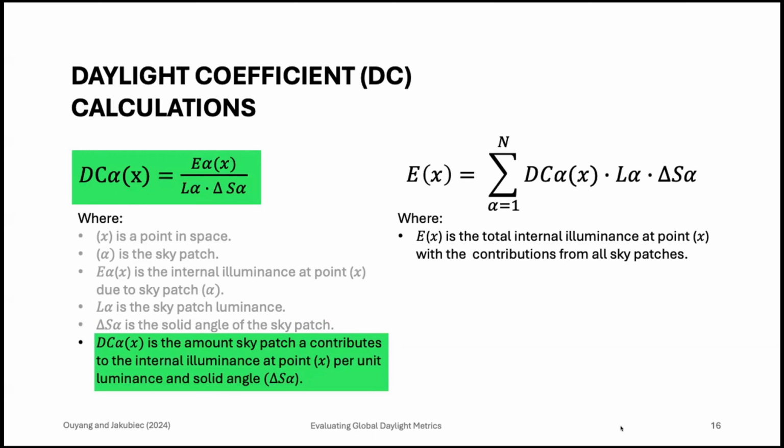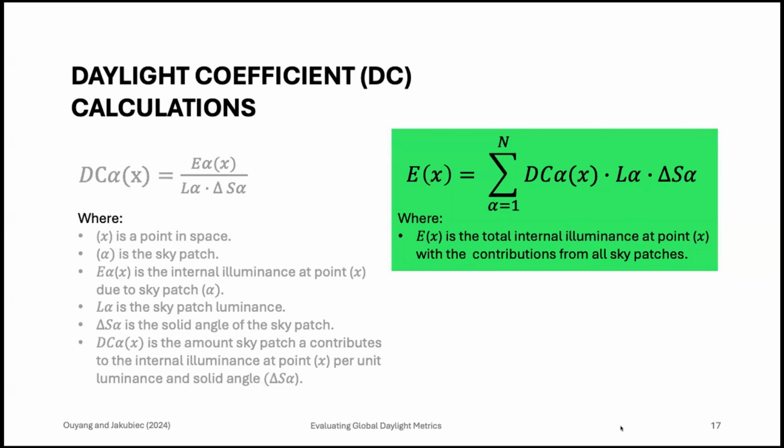So the daylight coefficient for point X due to a sky patch A is defined as the equation highlighted on the slide. Here, dCAX represents how much the sky patch contributes to the internal luminance at point X per unit luminance and solid angle.